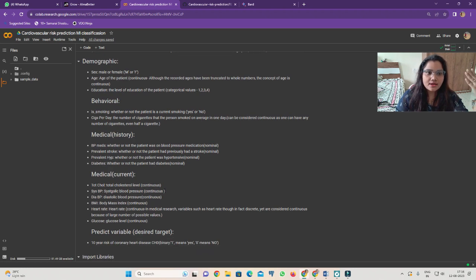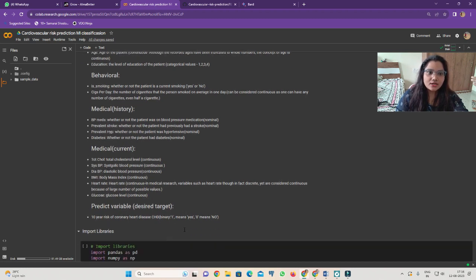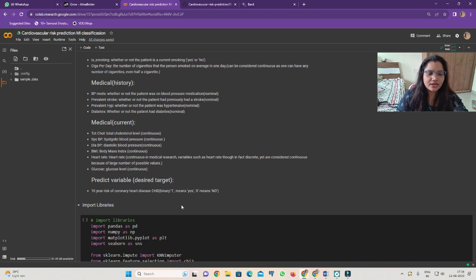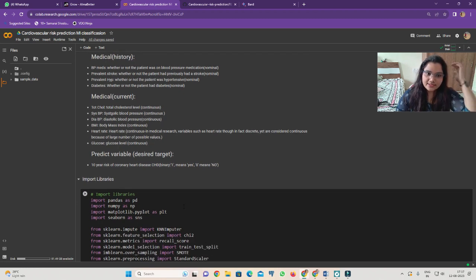The demographic factors are sex, male and female, the age of the patient, and the education, which we will see. Then the behavioral factors cover whether the patient is smoking or not, and if smoking, how many cigarettes per day. Then the medical history covers whether the patient has BP medication, stroke, hypertension, diabetes, and the current medical measures, which contain total cholesterol, systolic BP, diastolic BP, body mass index, heart rate and glucose level.